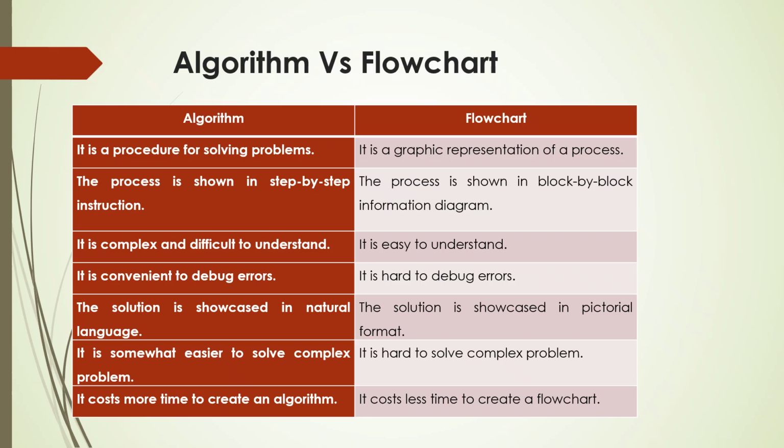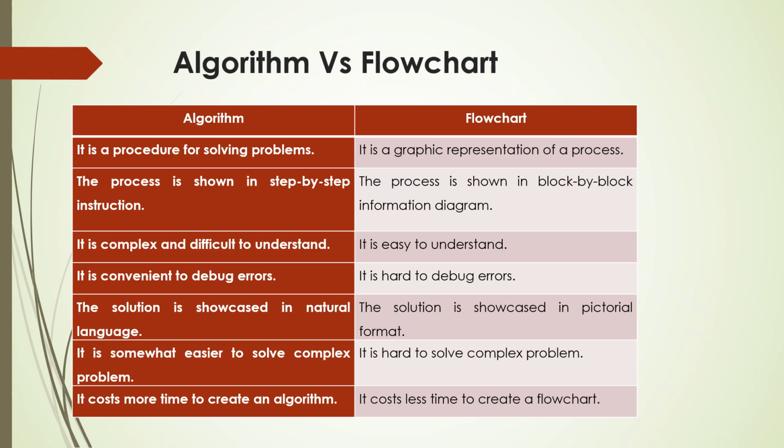Now let's think about the same problem using a flowchart. We begin with the start symbol, then use the input symbol, next the process symbol, then the output symbol, and finally the end symbol. Both methods solve exactly the same problem. The only difference is that one uses written steps and the other uses graphical symbols.